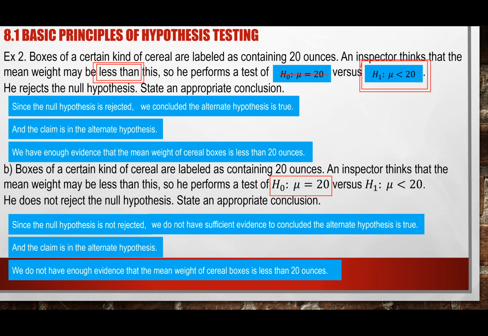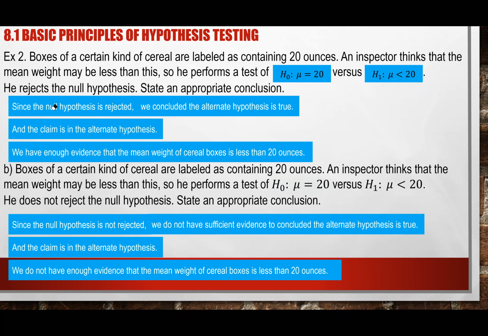The conclusion, like I say, to go back: if you reject, you have enough evidence. If you do not reject or you fail to reject, you don't have enough evidence. So the question with this is how to state your conclusion. Right now, just know that you have two outcomes: you either reject the H naught or fail to reject the H naught.